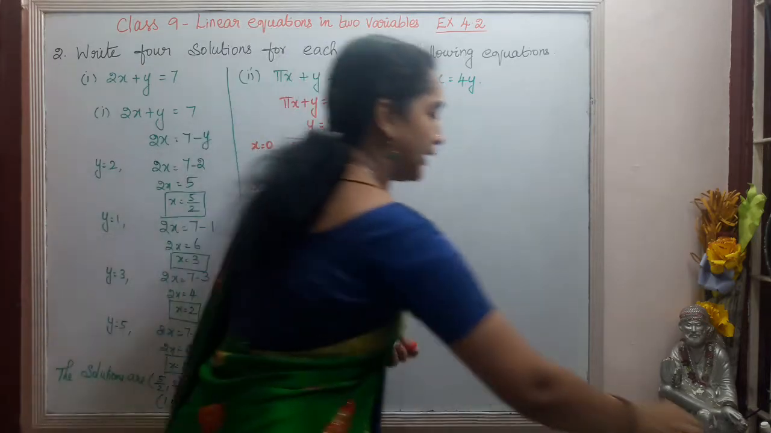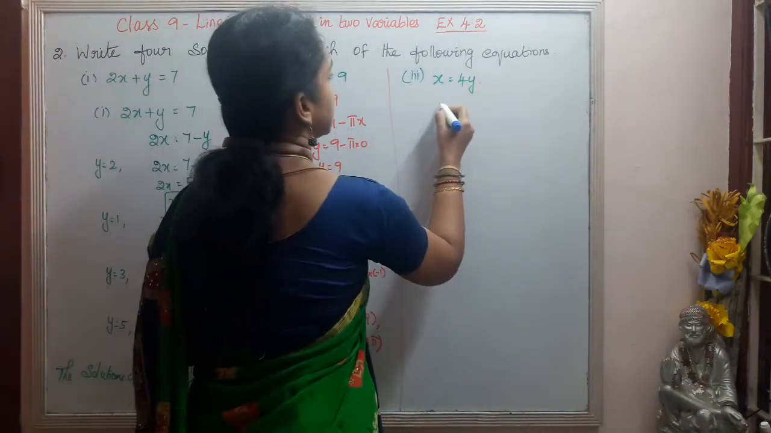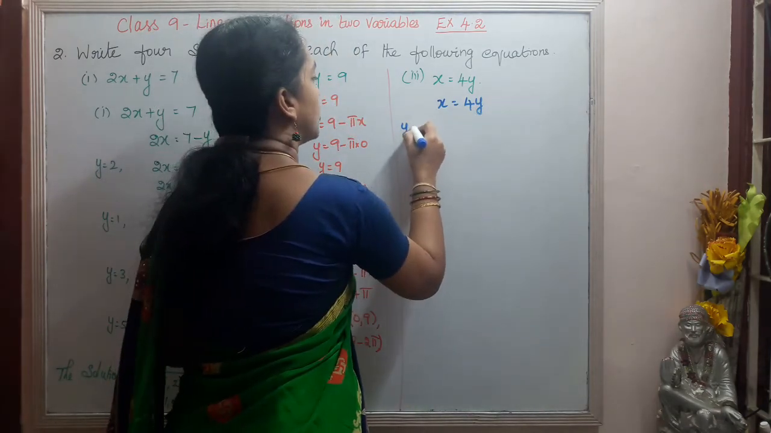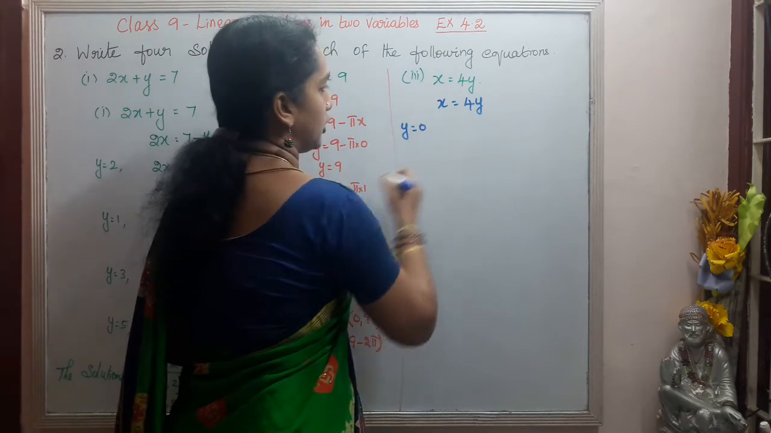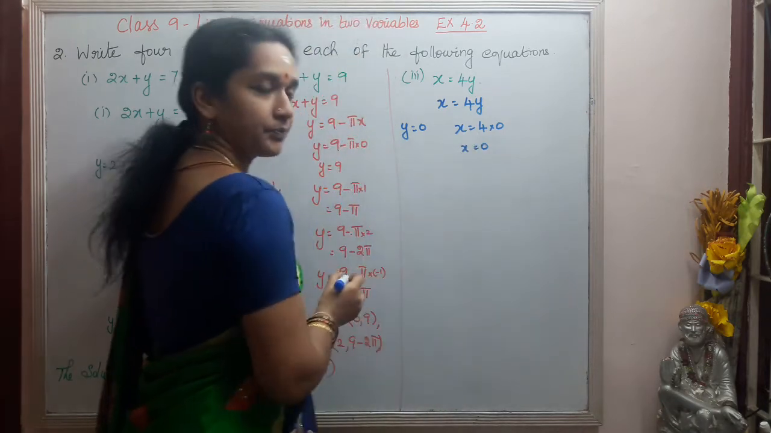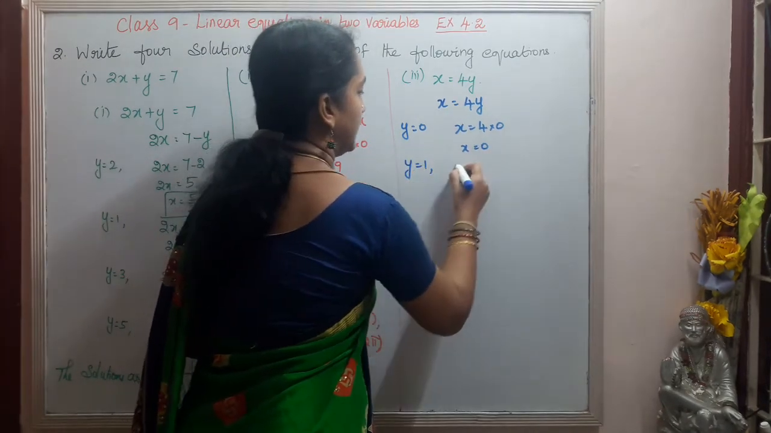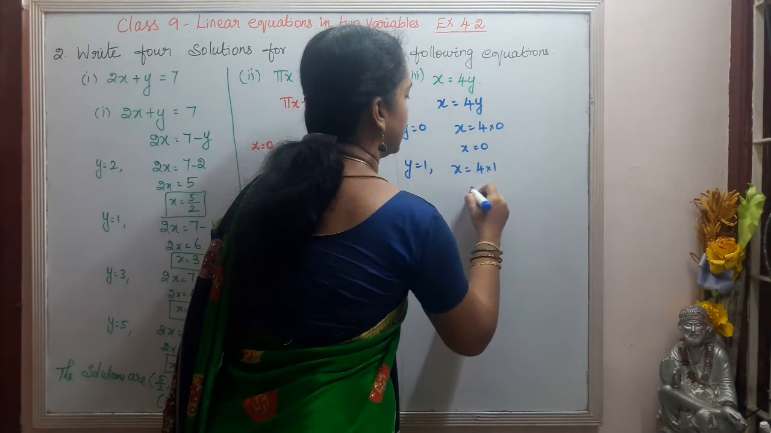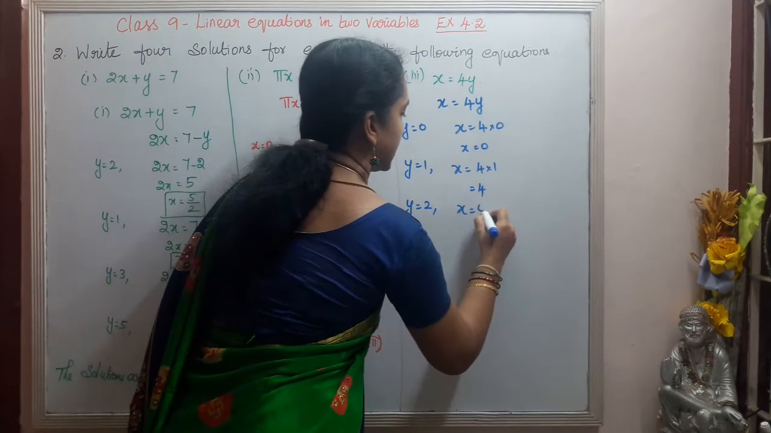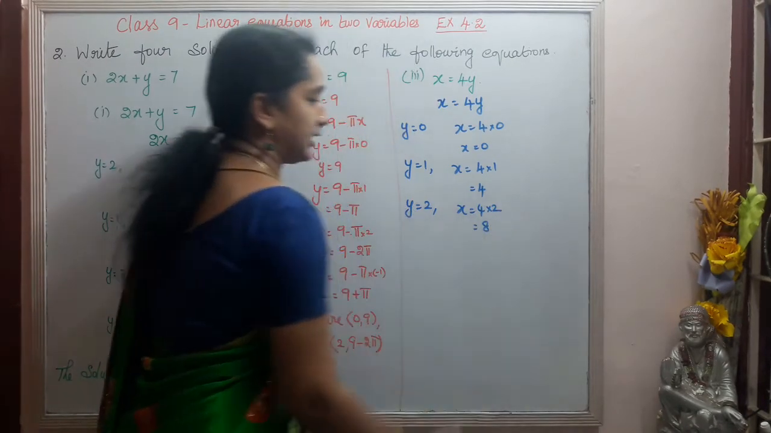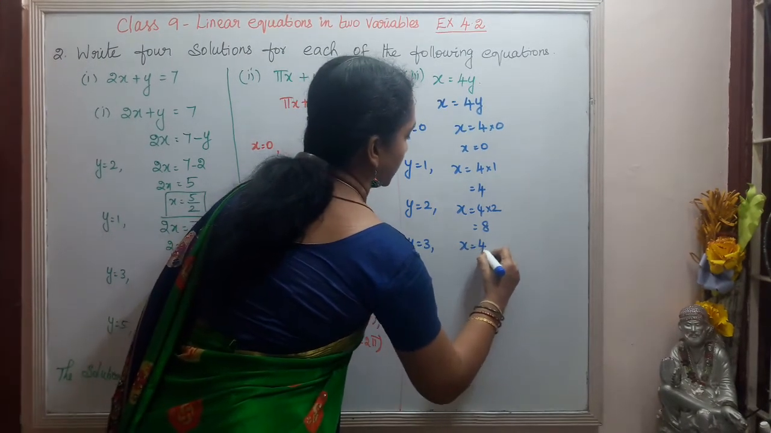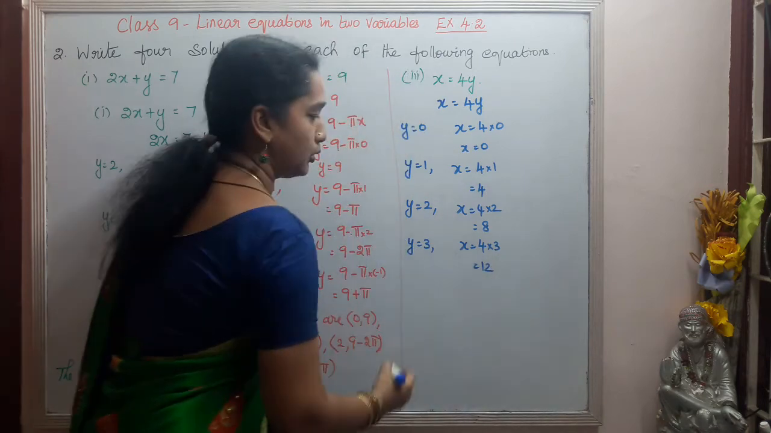Okay, now we will do the third one. The third one is x is equal to 4y. In this I am taking y values. So y is equal to 0, then x is equal to 4 into 0, that is equal to 0. Then if y is equal to 1, x is equal to 4 into 1, so x value will be 4. Then y is equal to 2, then x is equal to 4 into 2, that is equal to 8. Then if y is equal to 3, x is equal to 4 into 3, that is equal to 12.